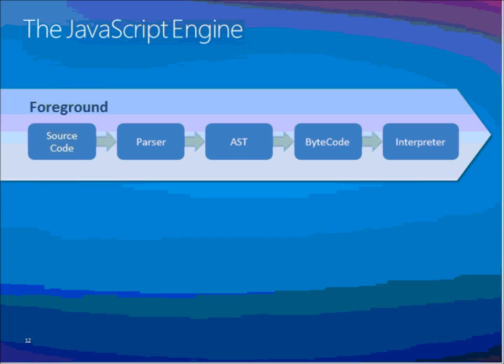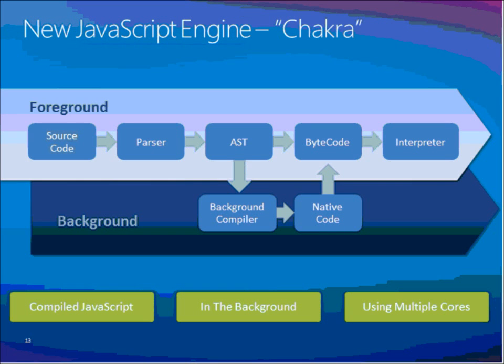We've done that by building a brand new JavaScript engine in Internet Explorer 9. In the past, you'd pull down JavaScript, start to interpret it, and run it through the interpreter. Unfortunately, because you're interpreting it, it's not quite as fast as we'd like. With Internet Explorer 9's new Chakra JavaScript engine, we now use your entire PC to actually make the experience better.